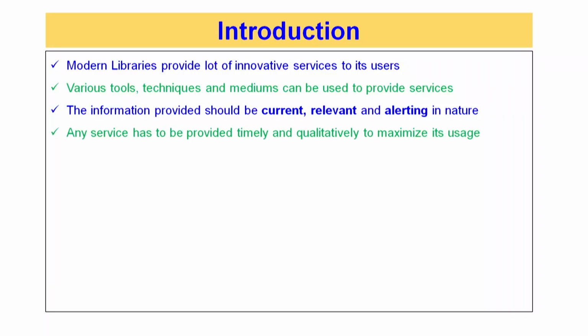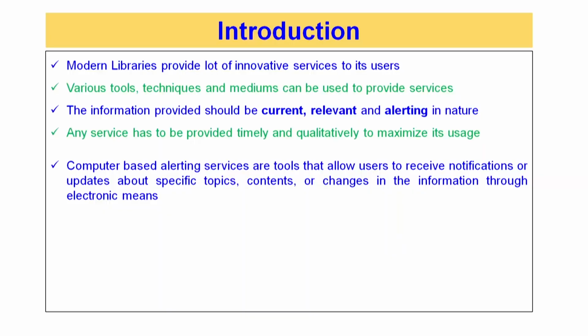But when we talk about computerized information services, especially alerting services, it should be something new, recent or updated, something where you are alerting the user that something is available. One of the major aspects of significance is that it should be timely, updated and also qualitative. The time factor is very important, and the currency or relevancy of the information you have is also very significant when you go for computerized information services, especially alerting service.